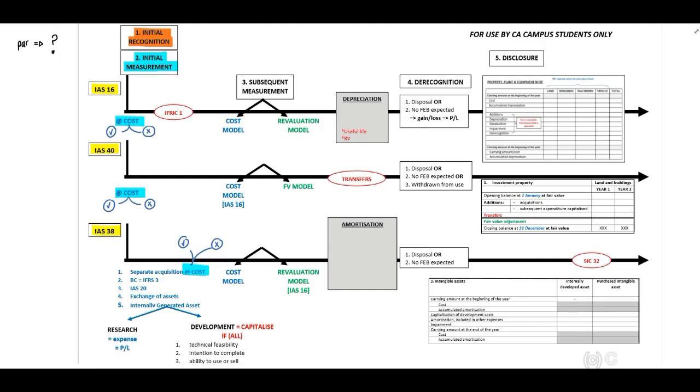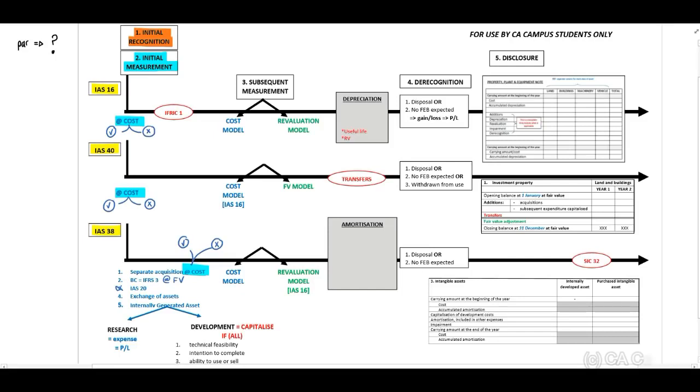Number 2, through a business combination in terms of IFRS 3. Now, I'm pretty sure you know, at fair value. Number 3, IAS 20, government grants. Now, guys, excluded from our SAICA examinable pronouncements. Number 4, exchange of assets.